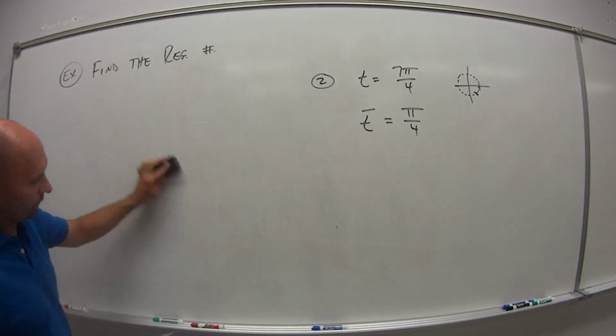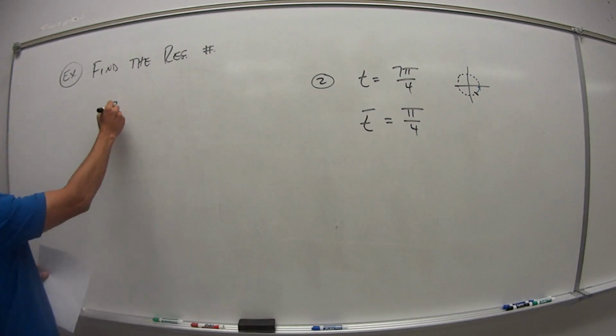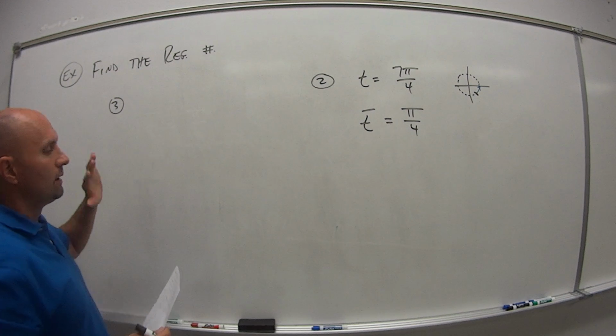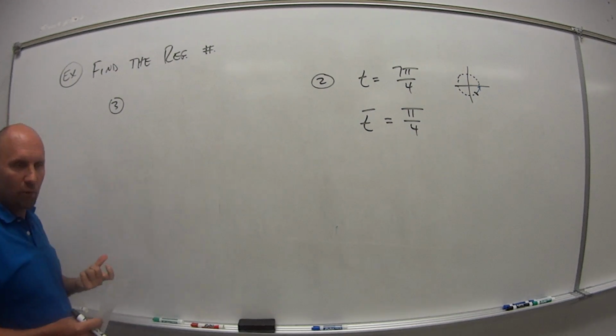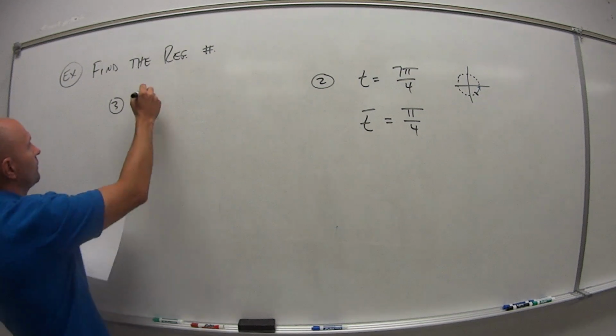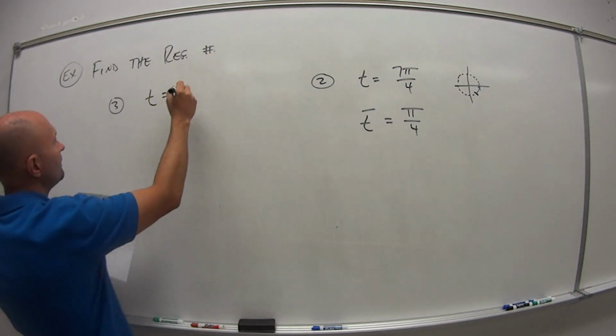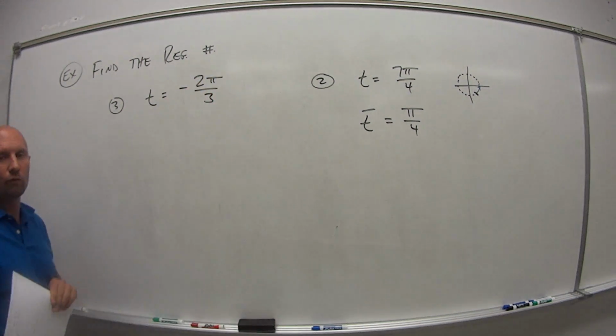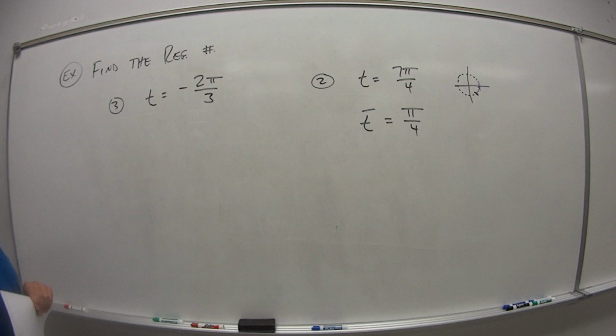Let's try another example. This case, go ahead and try to solve it yourself. So as we did in video 2, I'll give you the example. Go ahead and pause it, try to figure it out, and then come on back to check your answer. So what if t is equal to minus 2 pi over 3? So go ahead, pause, and come on back.